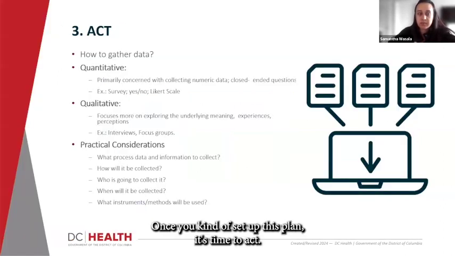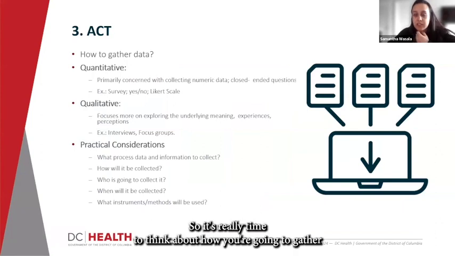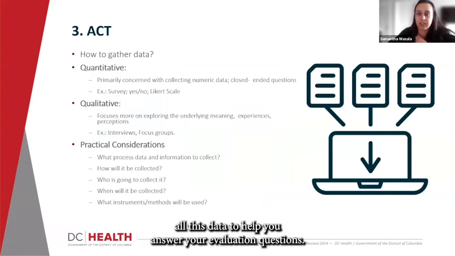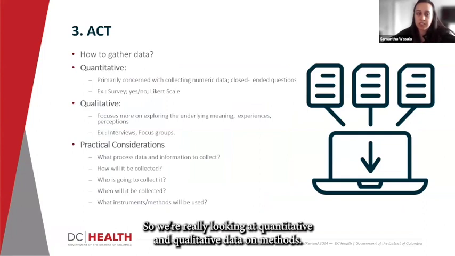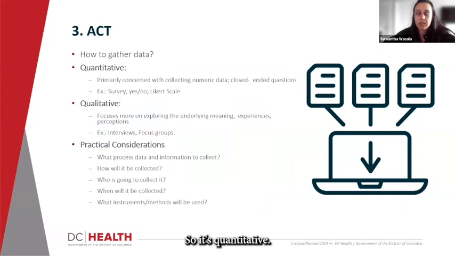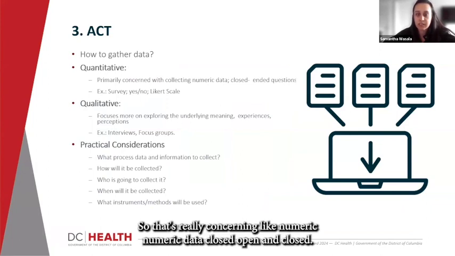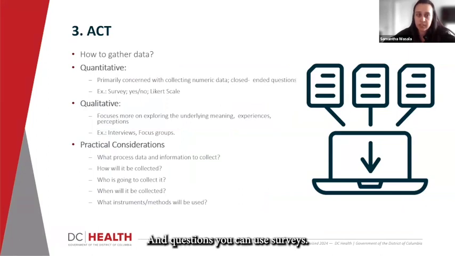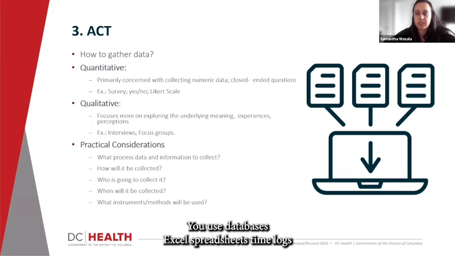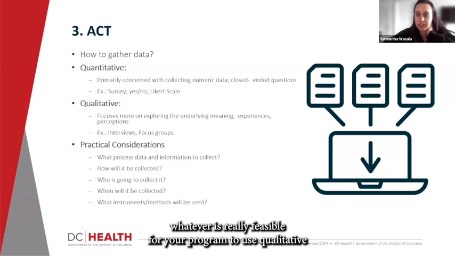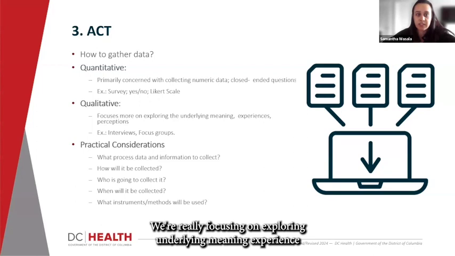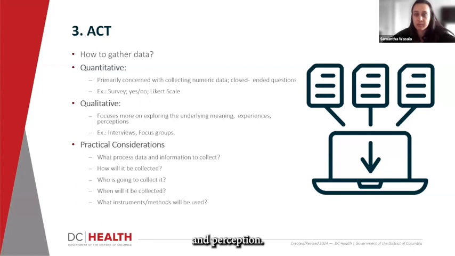Once you set up this plan, it's time to act. So it's really time to think about how you're going to gather all this data to help you answer your evaluation questions. We're really looking at quantitative and qualitative data methods. Quantitative concerns numeric data and closed-ended questions. You could use surveys, databases, Excel spreadsheets, time logs, whatever is really feasible for your program to use. With qualitative data, we're really focusing on exploring underlying meaning, experience, and perception.